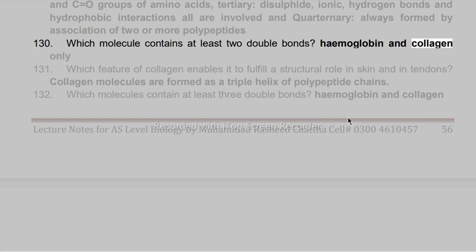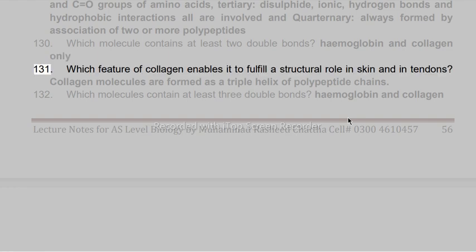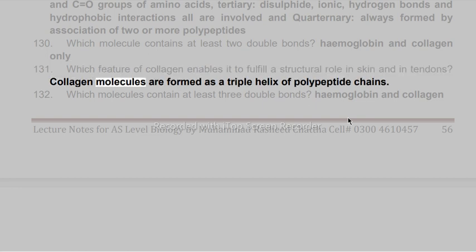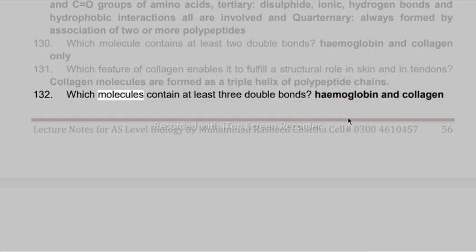Hemoglobin and collagen only. 131. Which feature of collagen enables it to fulfill a structural role in skin and in tendons? Collagen molecules are formed as a triple helix of polypeptide chains. 132. Which molecules contain at least three double bonds? Hemoglobin and collagen.